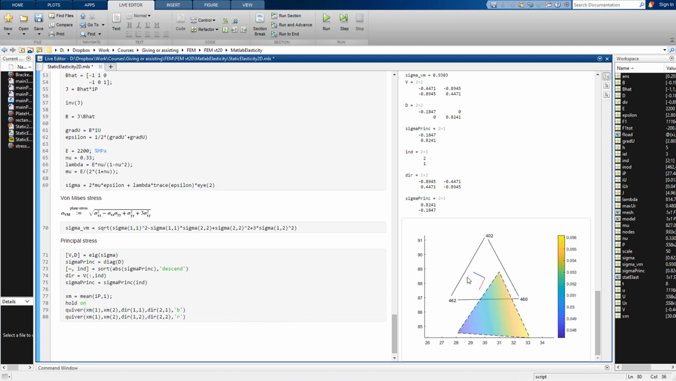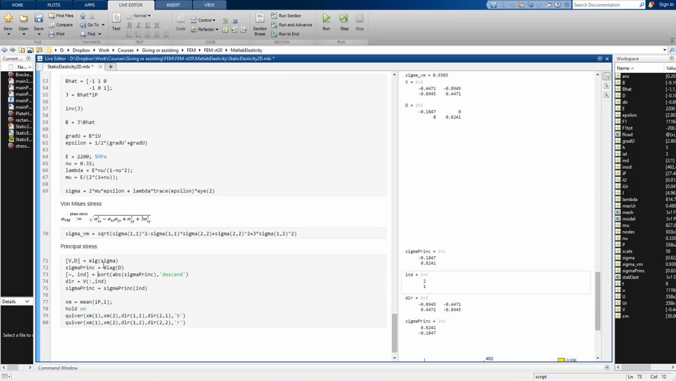So here is where the most stress is, and here is where the least stress is. So if you look at the sigma principal, this is the amount of stress going in this direction here, and this is the amount of stress going in this direction here. So we have tension across this way, and we have compression across this way.